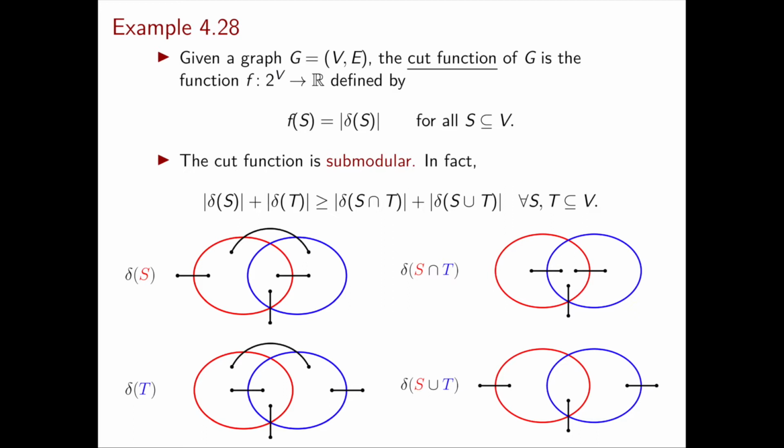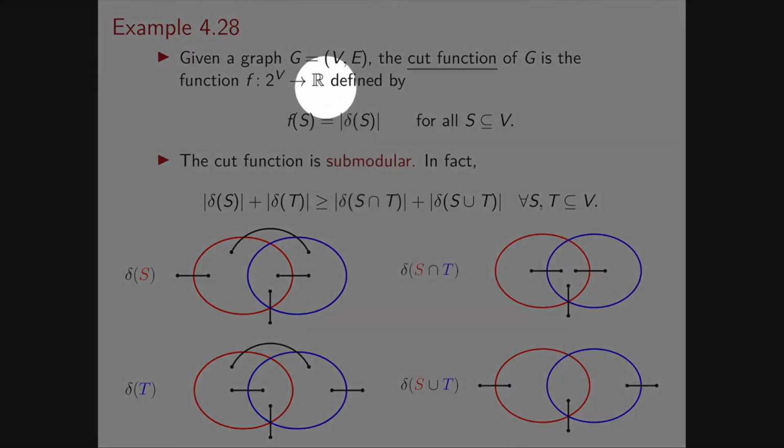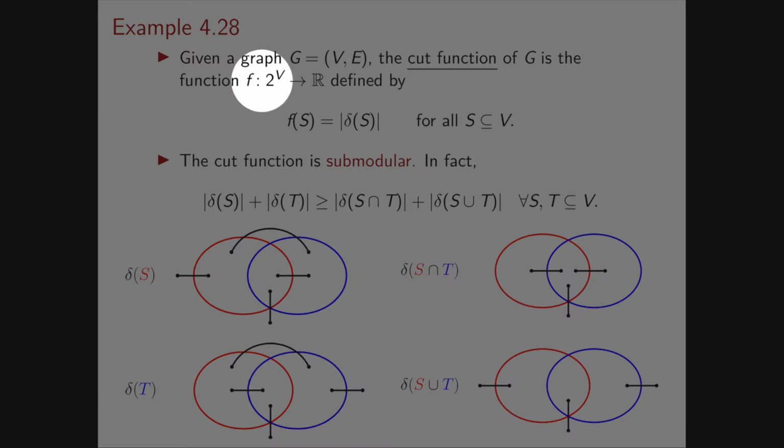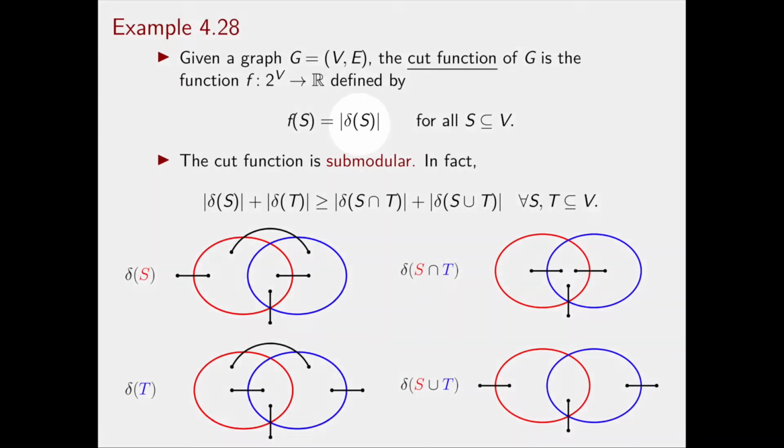So here we have a graph, as always denoted G equals (V, E), and our function is defined on the nodes. So essentially for every subset S of nodes we have a specific f of S, and in this case the cut function is defined as exactly the cardinality of delta of S. So remember, delta of S is exactly the set of edges in the graph that have exactly one end in the set S. And now you can just check that the cut function is indeed submodular.